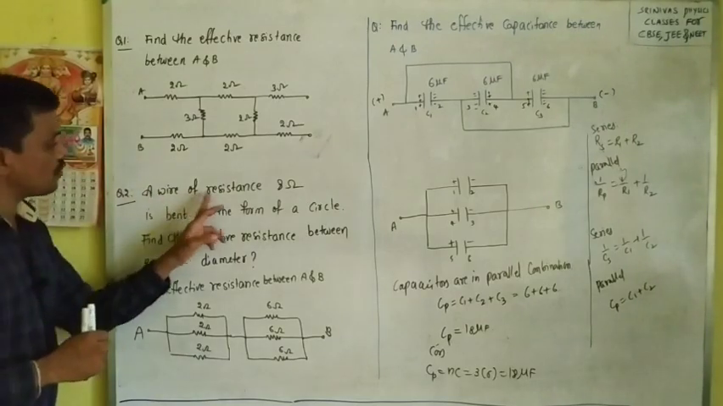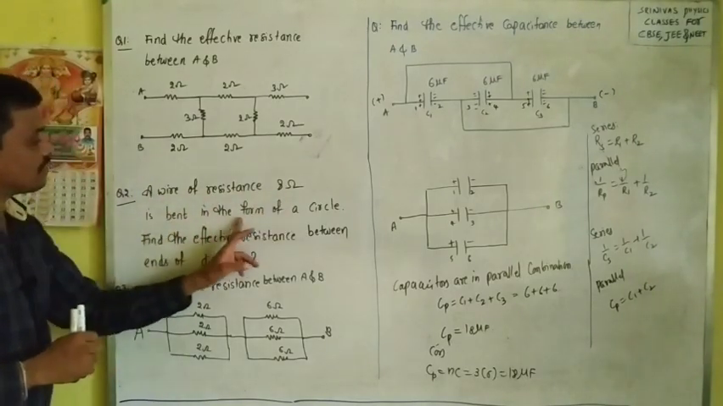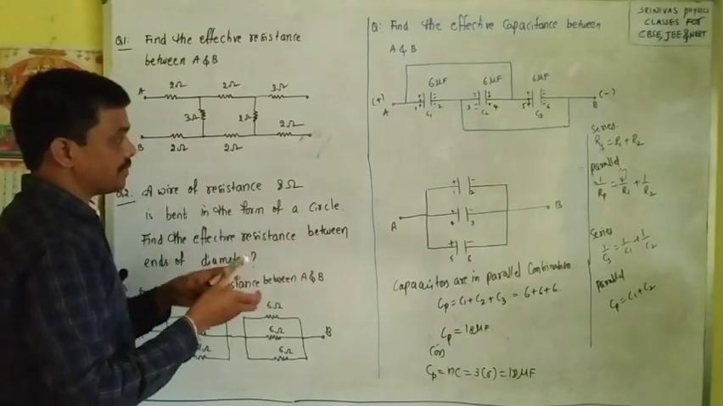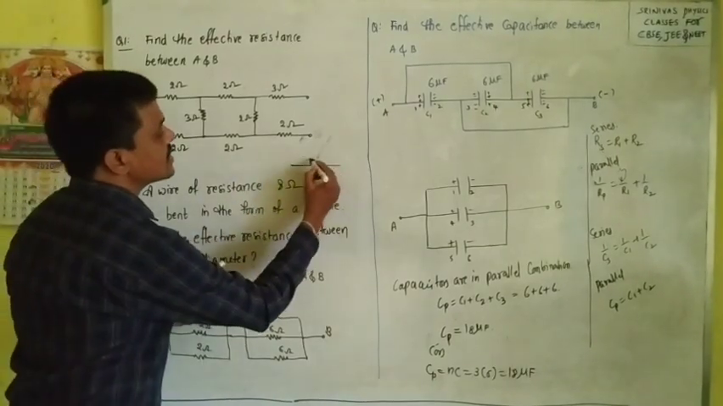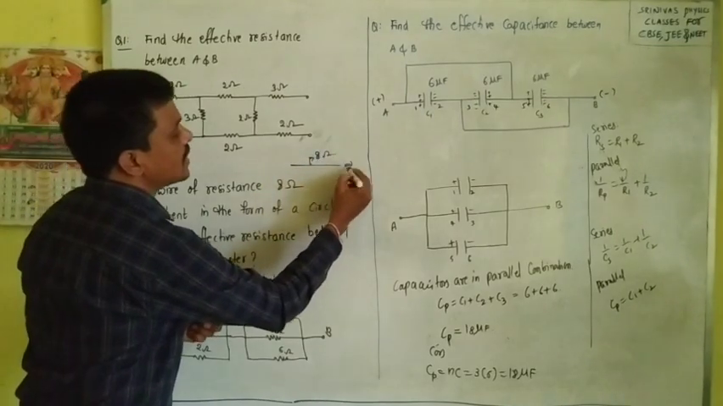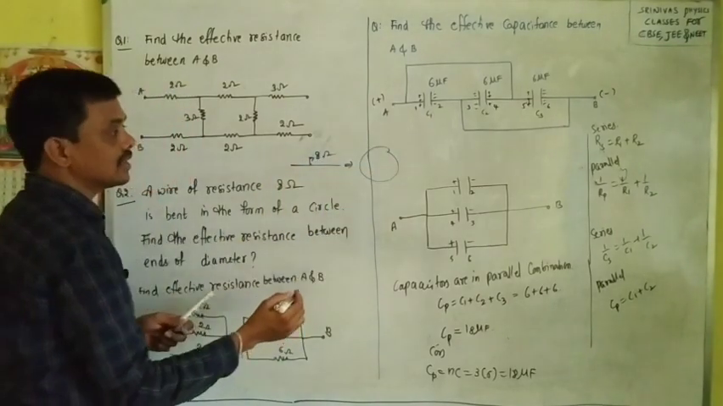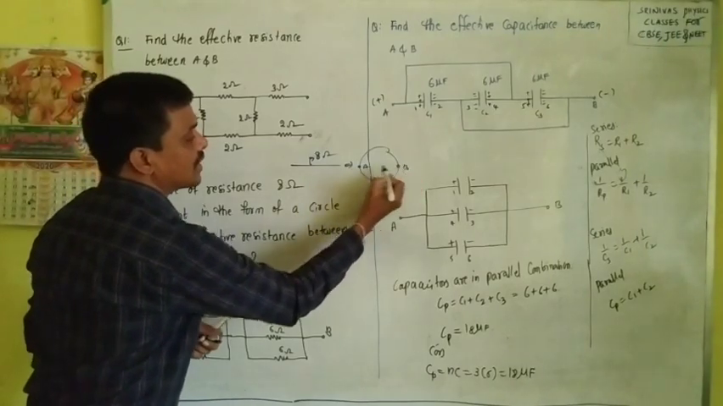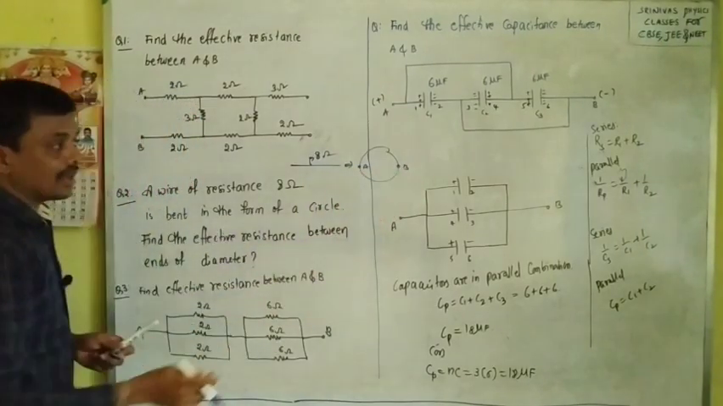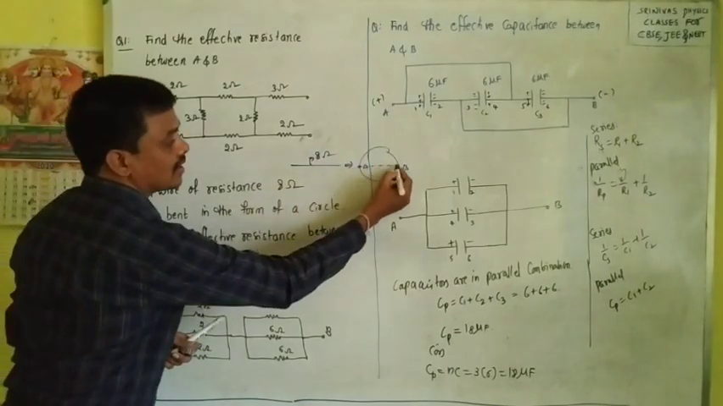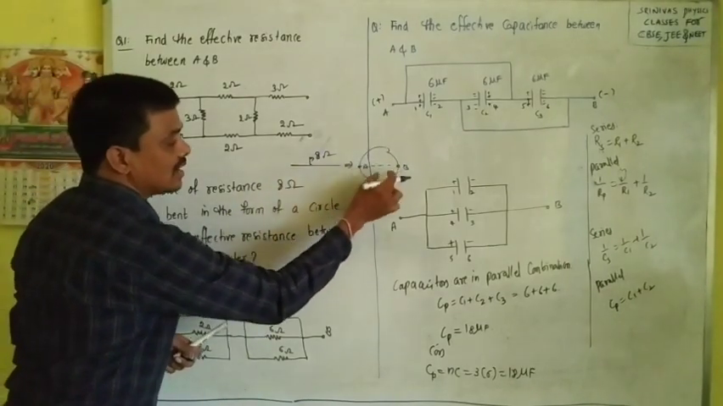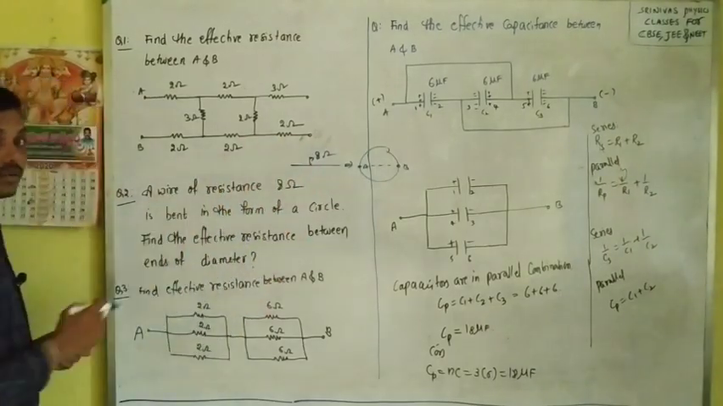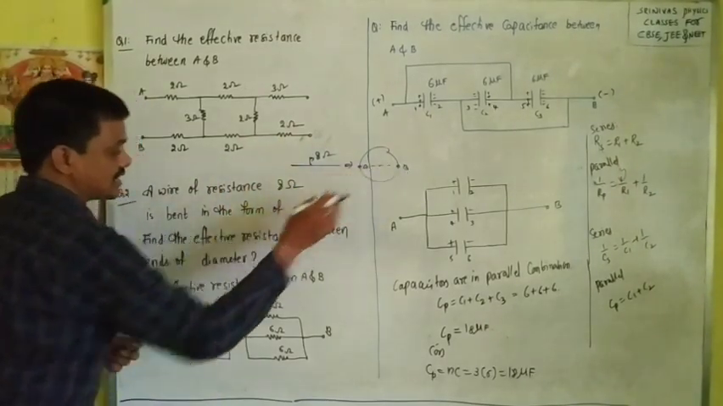Next one is a wire of resistance 8 ohm is bent in the form of a circle. Okay, there is a straight wire. This wire has the resistance 8 ohm. This is bent in the form of a circle, right? They are asking to find out the effective resistance between this point across the diameter. For example, this is the diameter. This wire is bent in the form of a circle. Across the diameter they are asking the resistance, right? You can find out the effective resistance across the diameter.